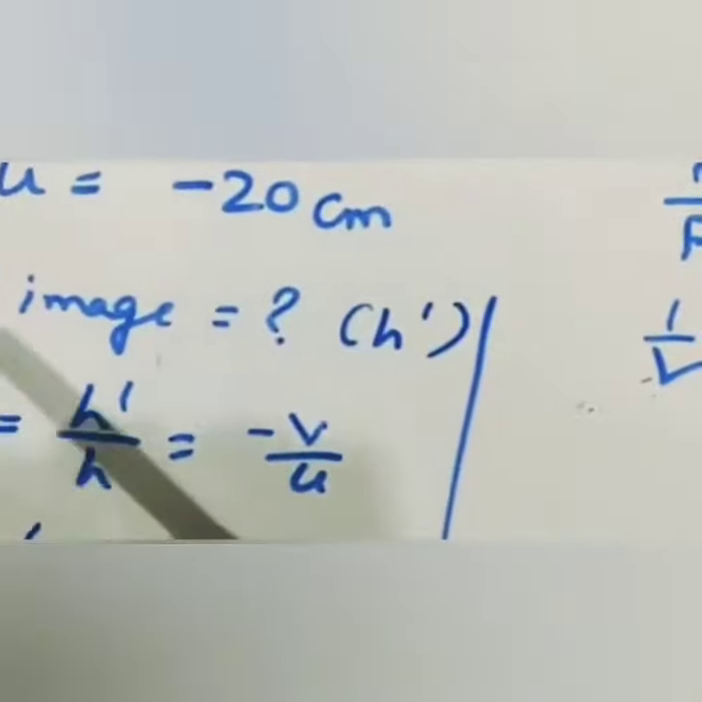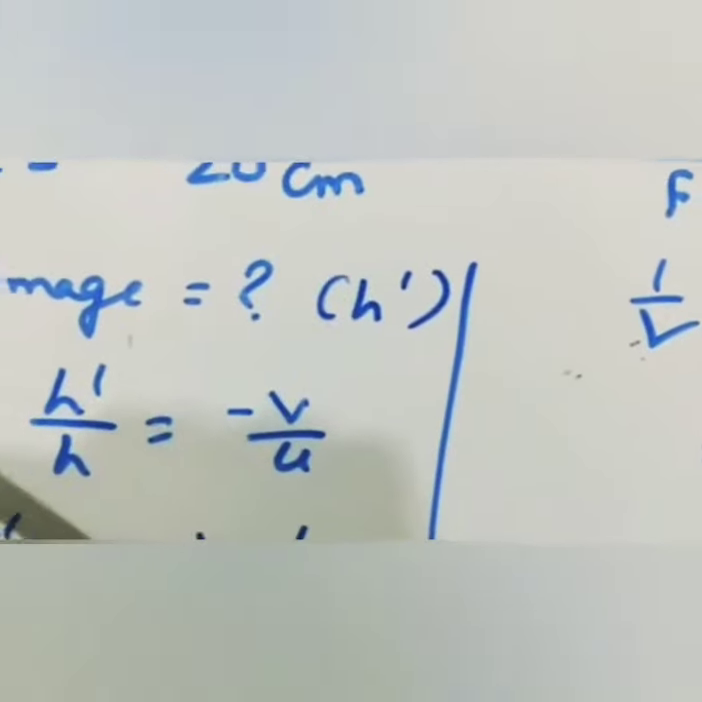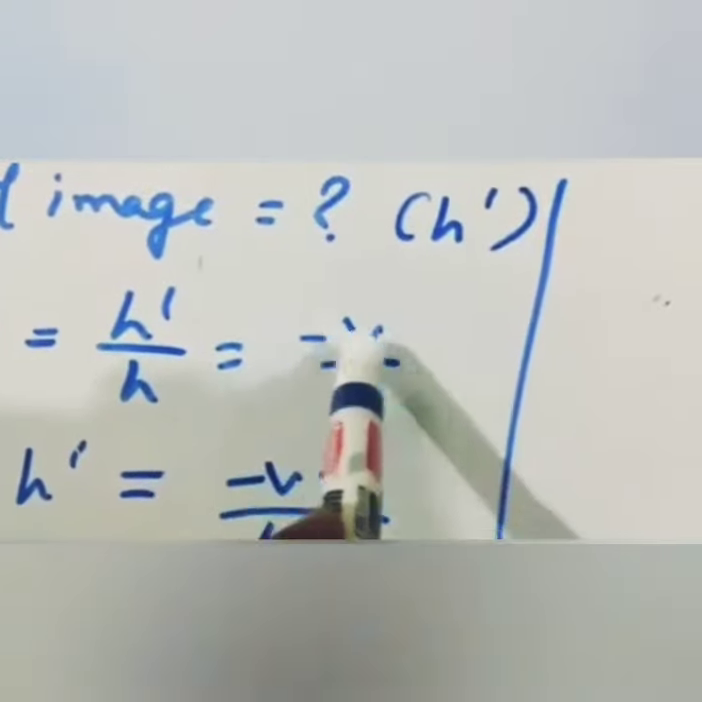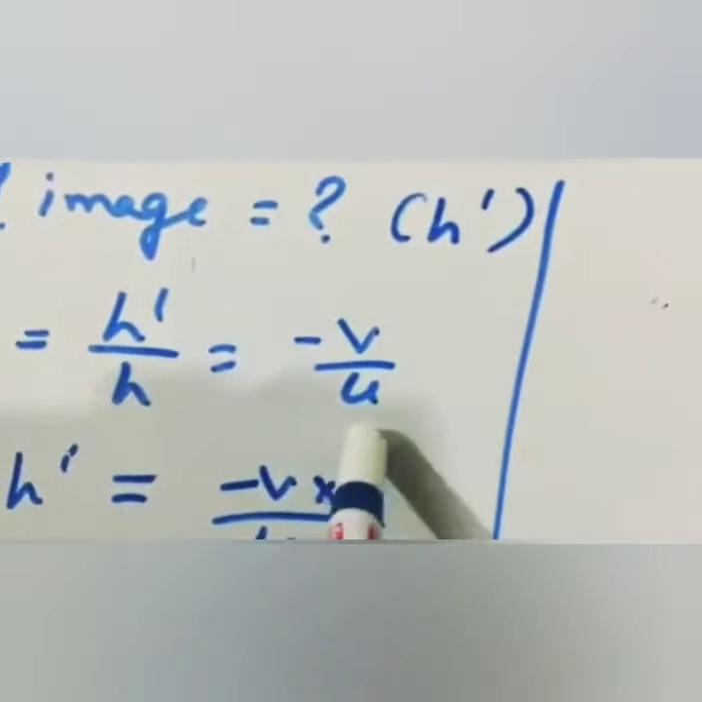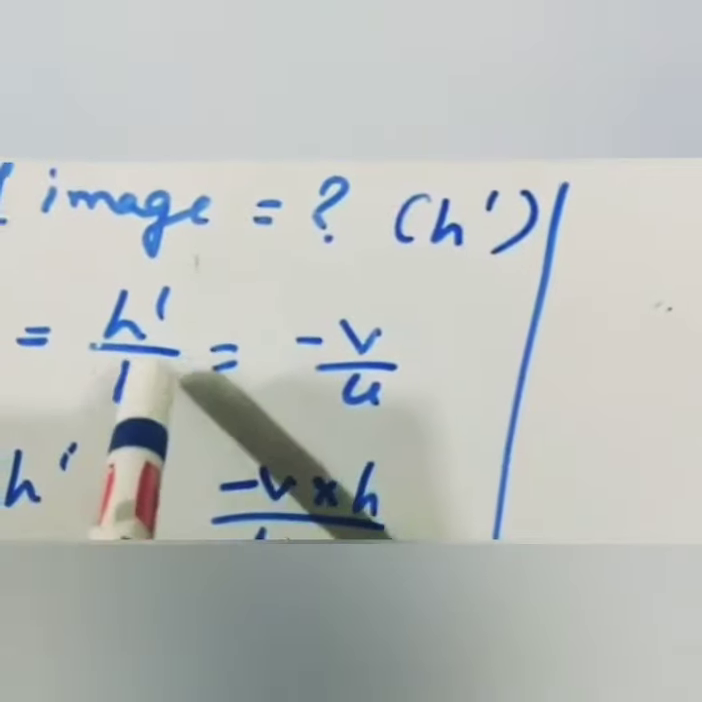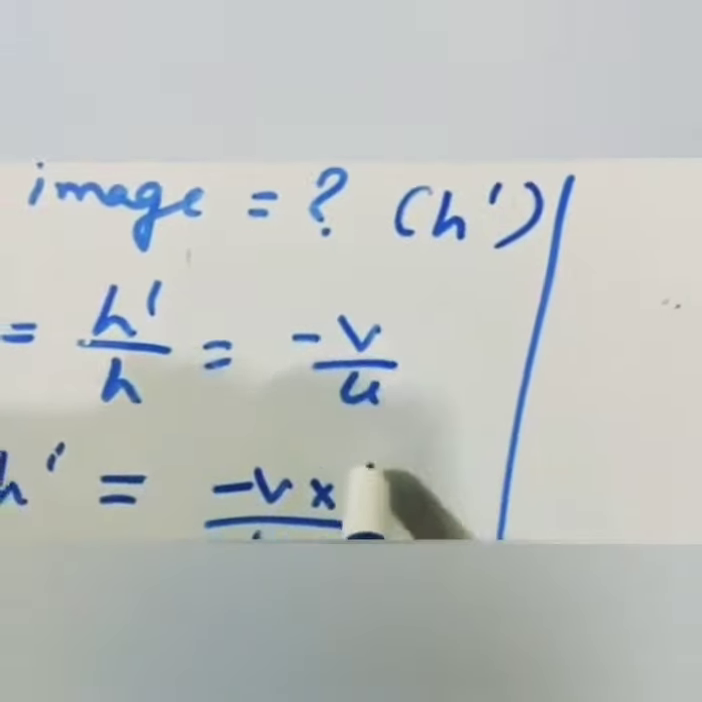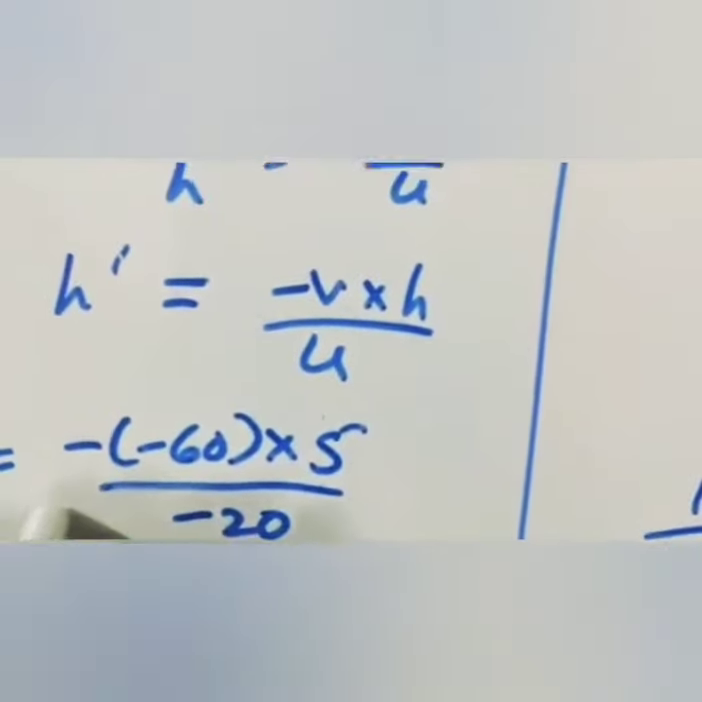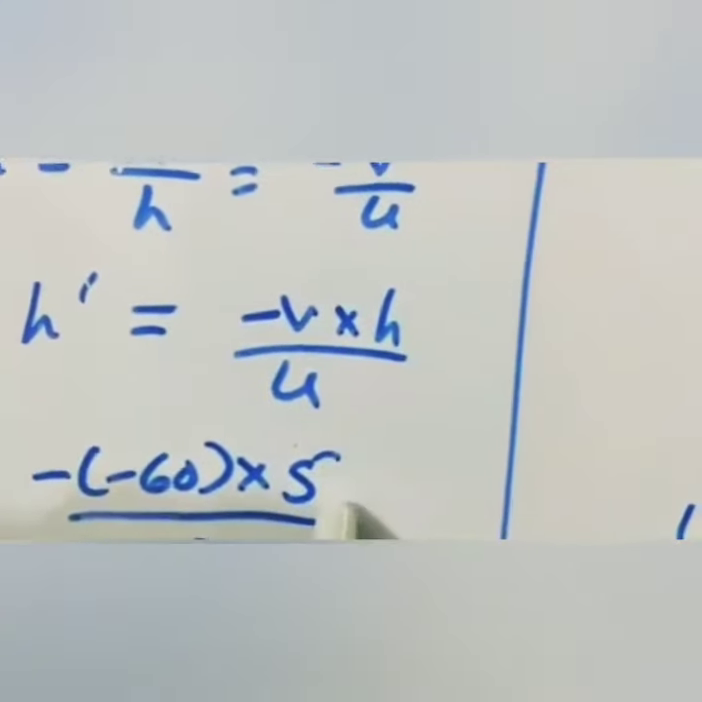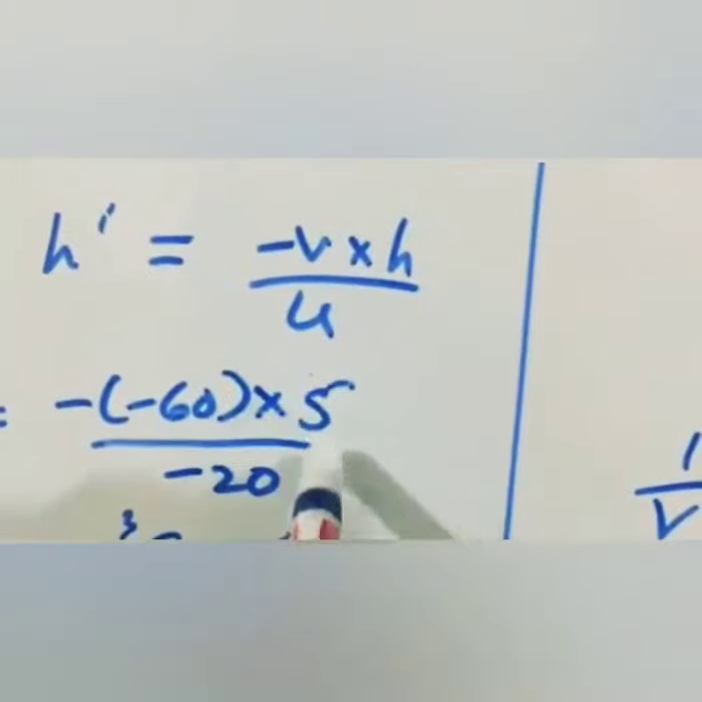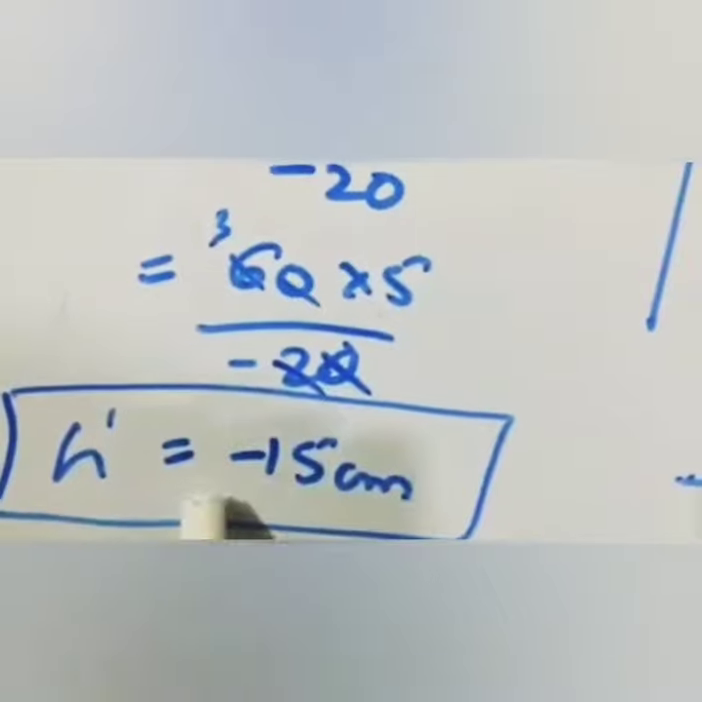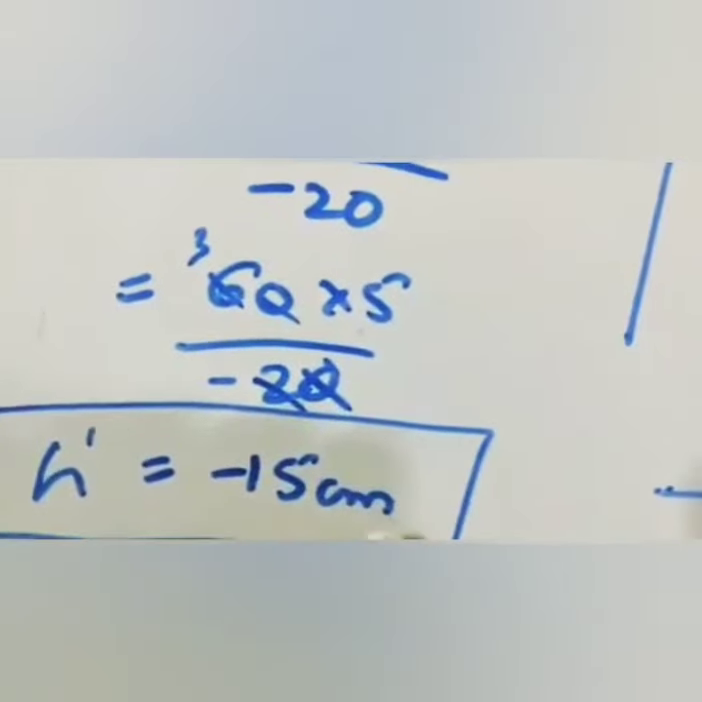Now we will find the size of the image, h dash. We know magnification equals h dash upon h, and it equals minus v upon u. So we want h dash, so we cross multiply: h dash equals minus v into h upon u. Substituting all the values, minus v is minus of minus 60, into h, the size of the object, 5, and u is minus 20. After calculation we get the size of the image as minus 15 centimeter.